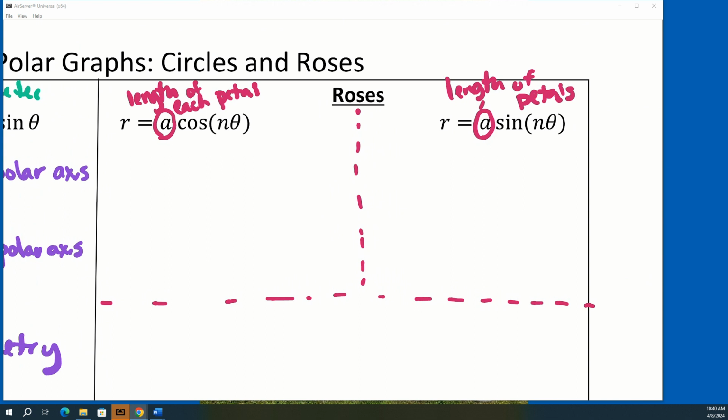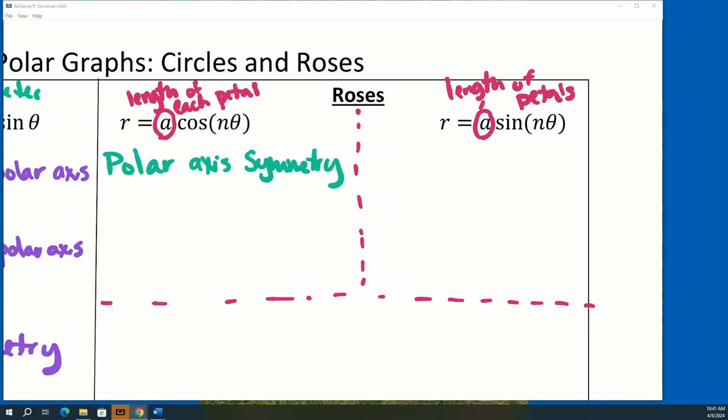All right. So just like the circle that had cosine, the rose that has cosine has polar axis symmetry. And sometimes that's a way you can decide if it is a rose with a sine or a rose with a cosine. But some roses have multiple symmetries.